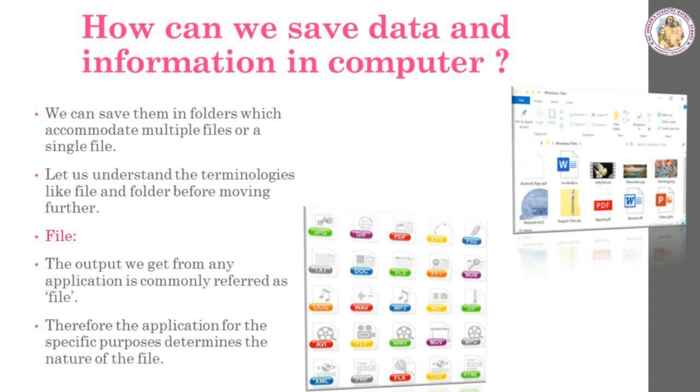We can save them in folders which accommodate multiple files or a single file. Let us understand the terminologies like file and folder before moving further. First, file. The output we get from any application is commonly referred to as file. Therefore, the application for the specific purposes determines the nature of the file. So, a file is a collection of data stored in one unit identified by a file name. It can be a document, picture, audio, or video stream, data library, application, or other collection of data.